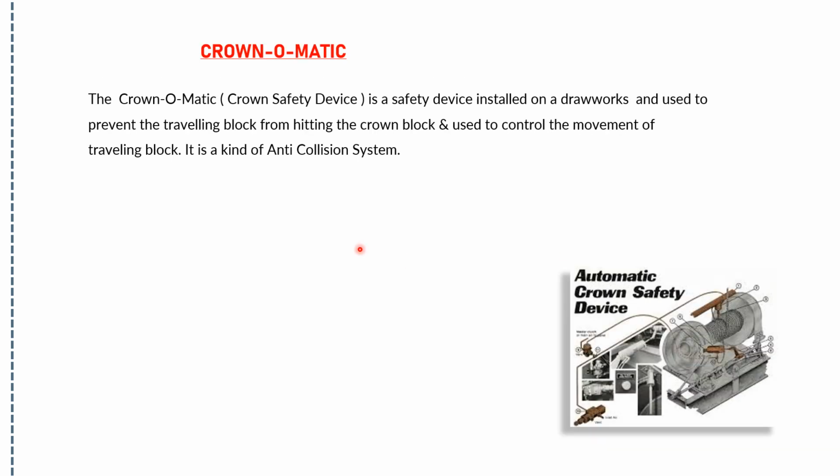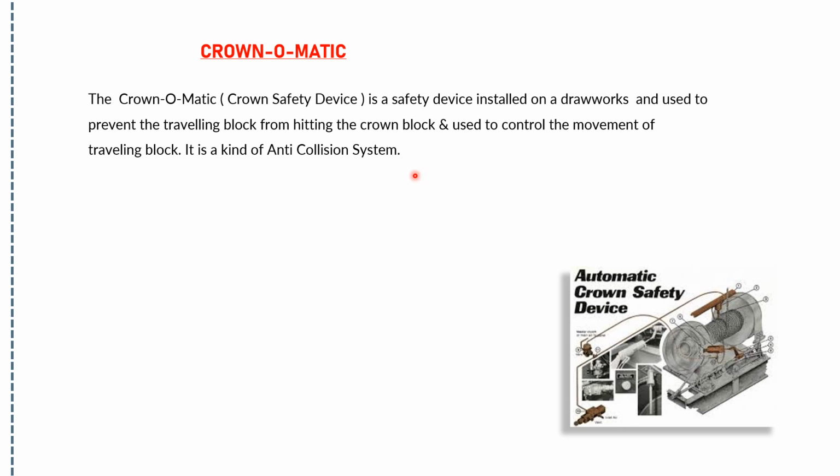So now the next topic is chronomatic. Chronomatic is kind of a safety device. Actually, let's see what this is. The chronomatic, also a ground safety device, is a safety device installed on drawworks. This drawworks is located on the rig floor. This is a hoisting device, used to prevent the traveling block from hitting the crown block and to control the movement of the traveling block. It is a kind of anti-collision system.